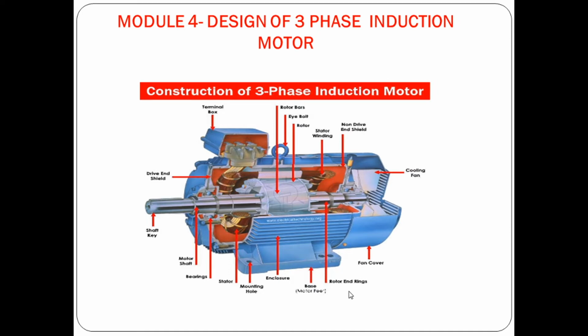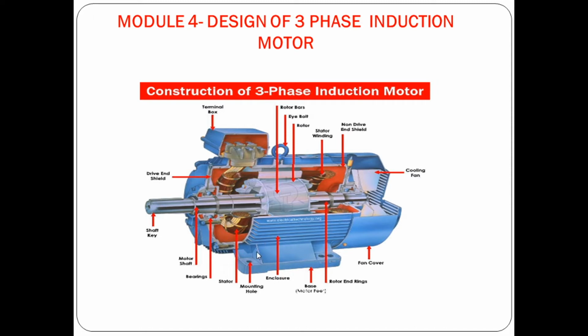These are rotor end rings, and a fan cover and cooling fan, which is used to cool the induction motor, the non-drive end shield, the stator winding which is present in the stator, and this is a rotor. There are two types of rotor, phase wound rotor and squirrel cage rotor. Another name for phase wound rotor is slip ring rotor. Correct. And this is an eye bolt used to lift the induction motor, and these are rotor bars where the rotor conductors are placed.